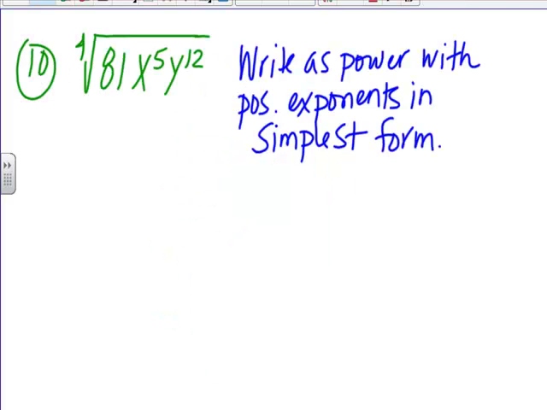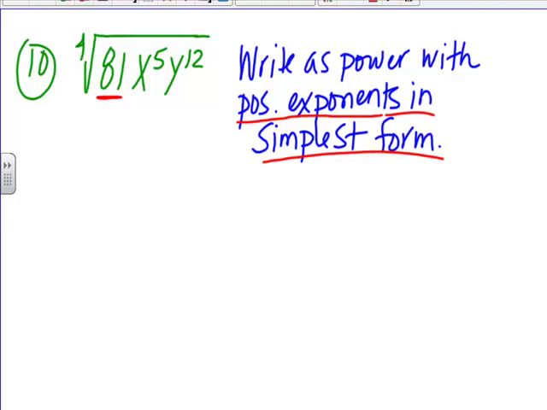Okay, continuing along, here's another type of problem. Say you are given the 4th root of 81 x to the 5th y to the 12th, and your job is to write it as a power with positive exponents in simplest form. So I would suggest, given a problem like this, one thing you might want to do right off the bat as you see this is realize, is there the 4th root of 81? Is that an actual number?